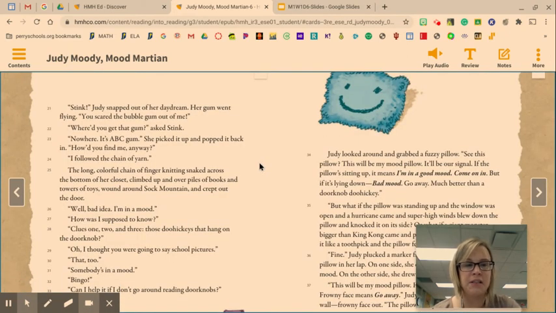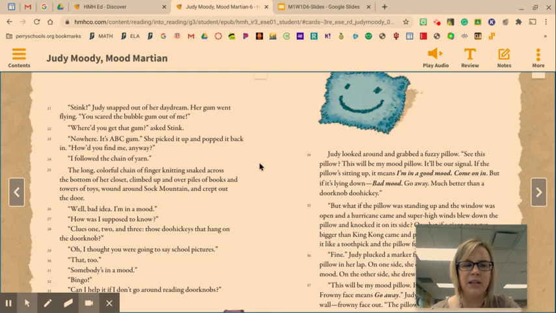Stink! Judy snapped out of her daydream. Her gum went flying. "You scared the bubble gum out of me. So who was right? Did you guys think that Stink was the one that was pulling on the line?" "Where'd you get that gum?" asked Stink. "Nowhere. It's ABC gum." She picked it up and popped it back in.